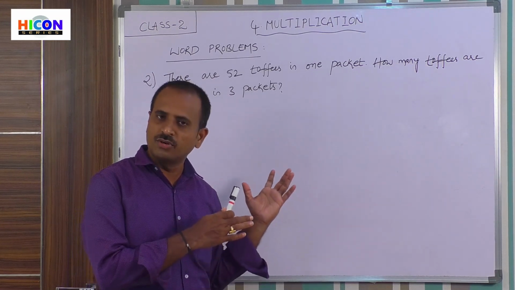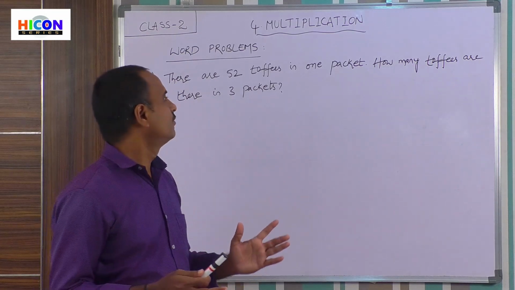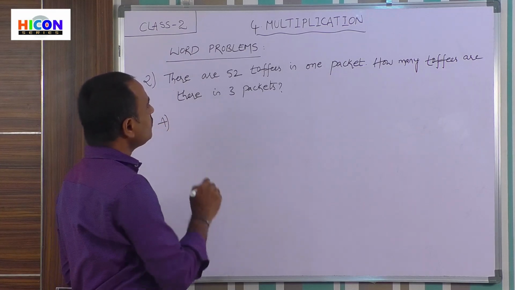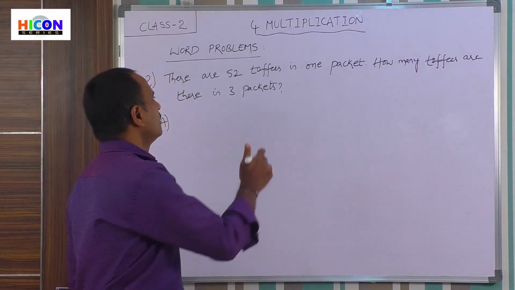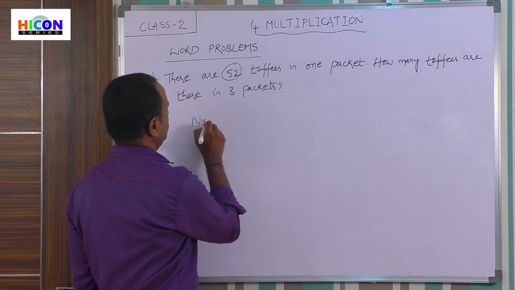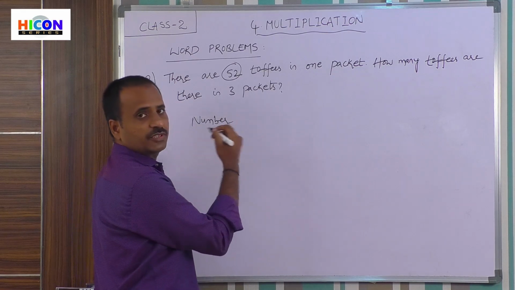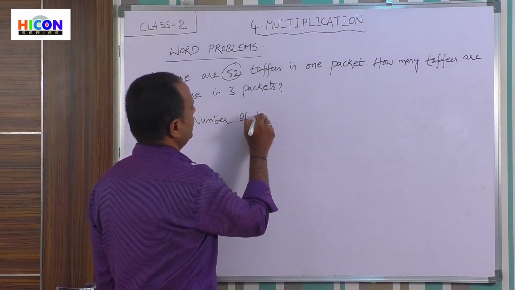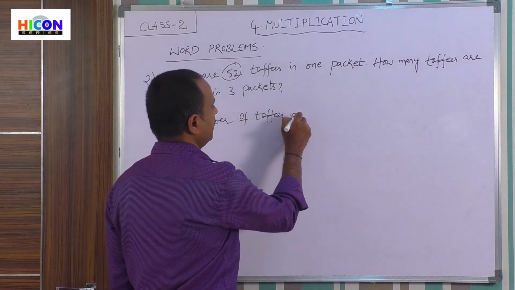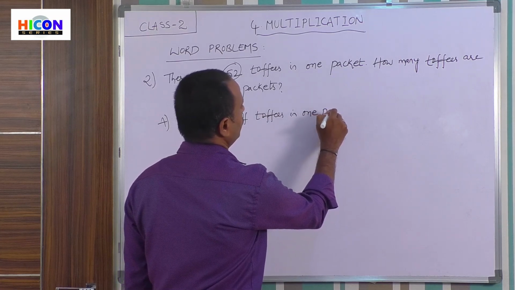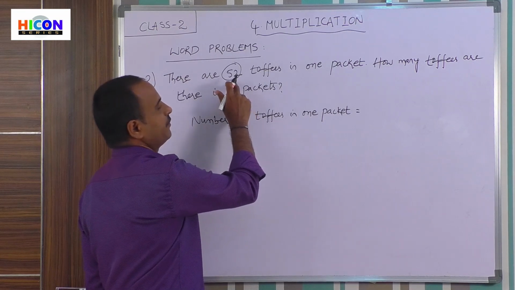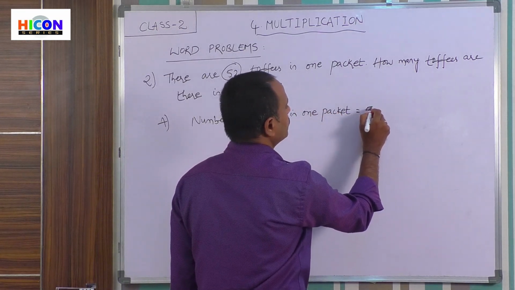So first let us start the solution. First write the steps for this word problem. So what is the first step? It is how many toffees are there in each packet? There are total 52 toffees in each packet. So children, the first step is number of toffees in one packet. Children, how many toffees are there? There are 52 toffees in one packet. So write 52.